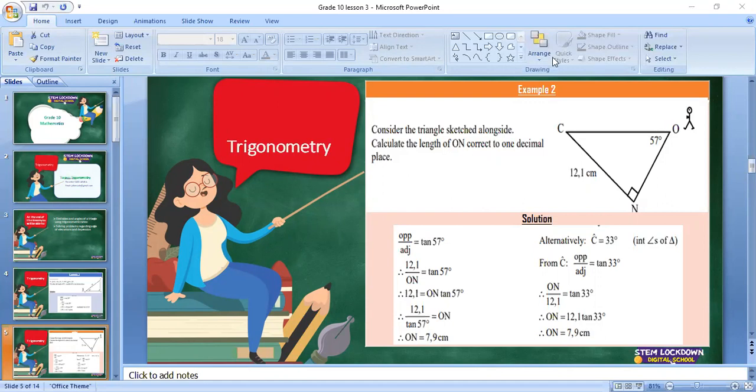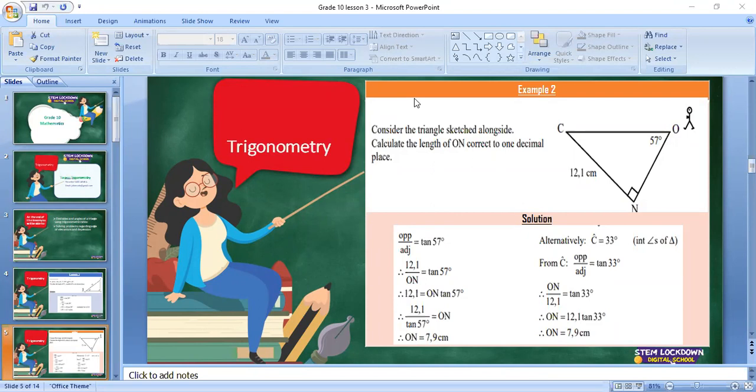Okay. All right. Cyan, I'm going to repeat that. Cyan is asking, when do we use sine, when do we use cos, when do we use tan? Sine, cosine, and tan are the three ratios.